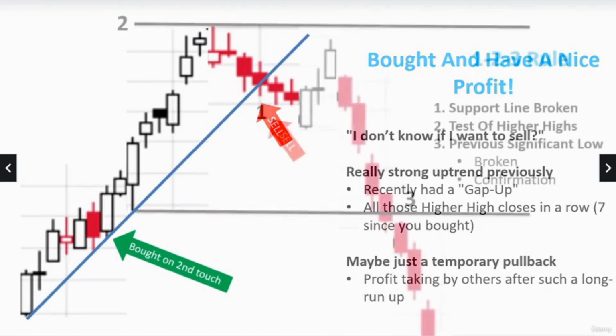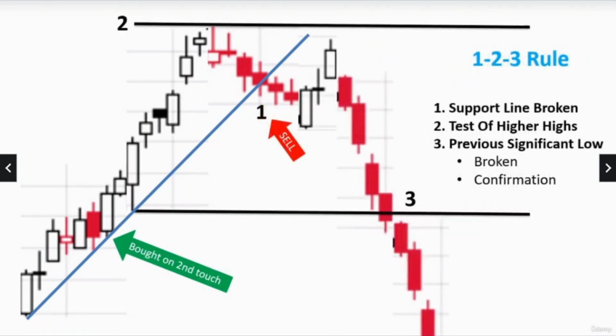So here's how you do it. Let's put some lines on this, and this is how the 1-2-3 rule works. First thing, in order for the 1-2-3 rule to be activated, you have to have the support line broken, right? That's the whole idea. You're trying to see if this is a false signal. So first step, it's got to be broken, and you could sell right there. That's always the established rule. You could just sell there.